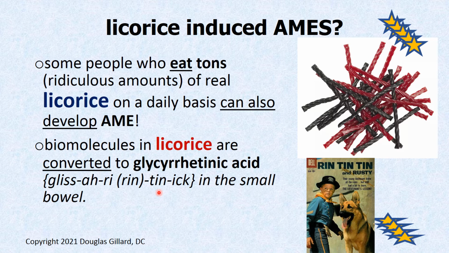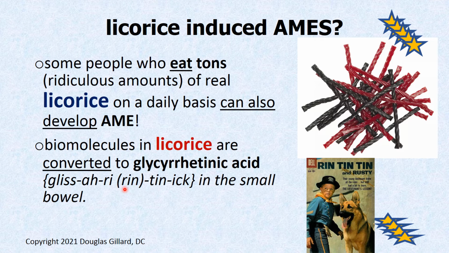There's biomolecules in licorice that can be converted into something called glycyrrhetinic acid. And you guys are way too young to remember this, because I barely watched this in the 60s myself. I can barely remember this. There's a very famous show, and there's books on this called Rin Tin Tin and Rusty. Rin Tin Tin was a German shepherd who these guys would get into trouble, and Rin Tin Tin would always save the day. But that's how I remember this.